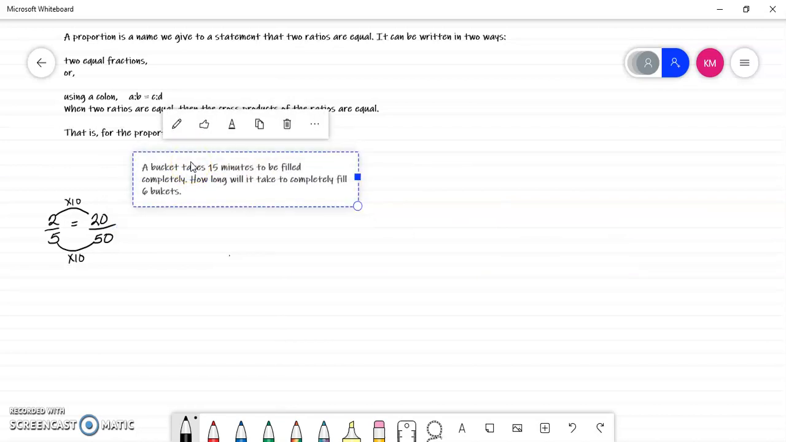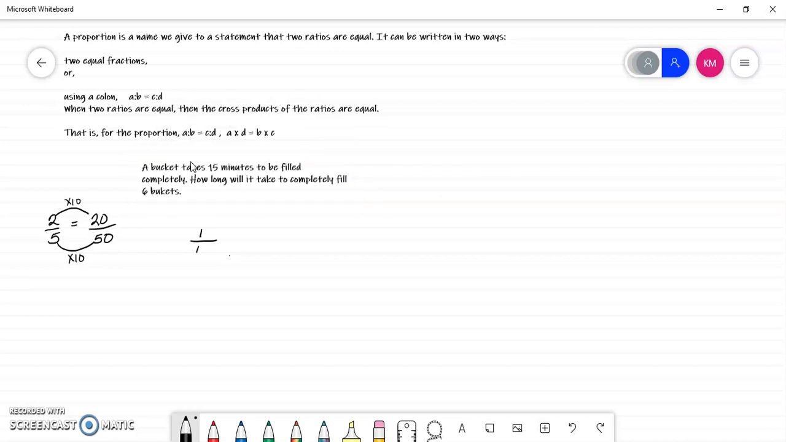Right, so I say one bucket takes 15 minutes. So I can use this 1 out of 15. I can represent that here. The 1 meaning buckets and the 15 is minutes. I want to find out how long it will take, so that underneath value there is missing. How long it will take to completely fill 6 buckets. So up here remains as buckets, underneath here remains as minutes. So how long will it take?